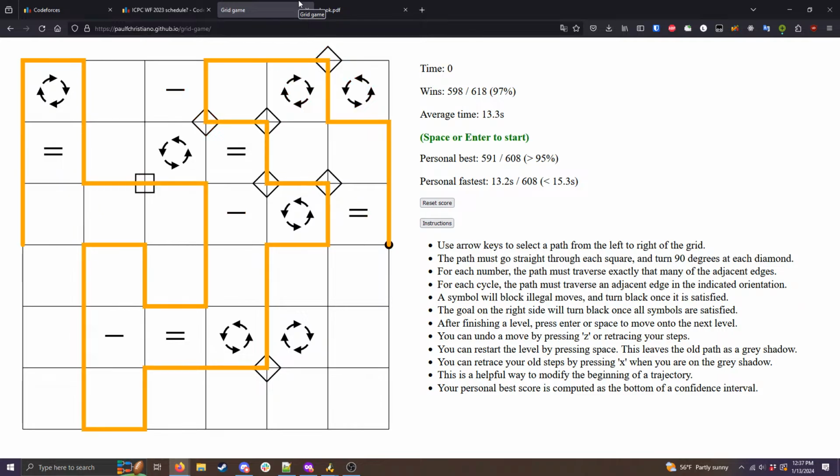Man, 3 losses in quick succession. That's not good. Oh, I see. I can go through the square horizontally. Or wait, no, I think I already was. What was I doing different? I don't know. Maybe I was trying to go through it vertically.